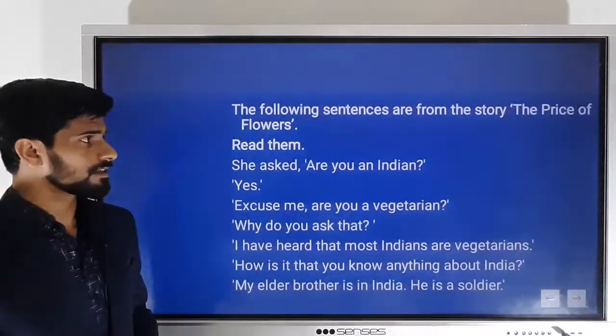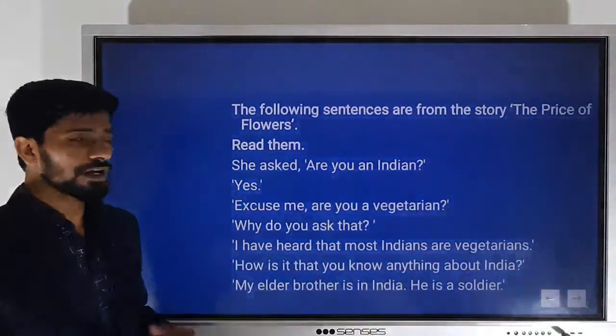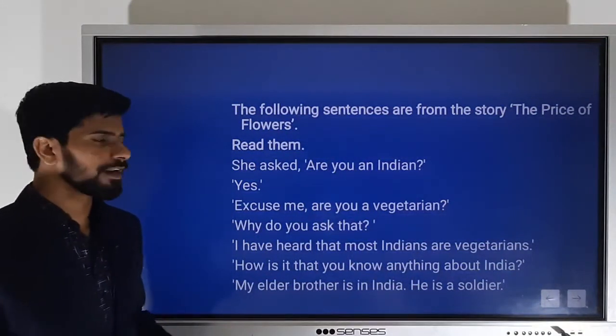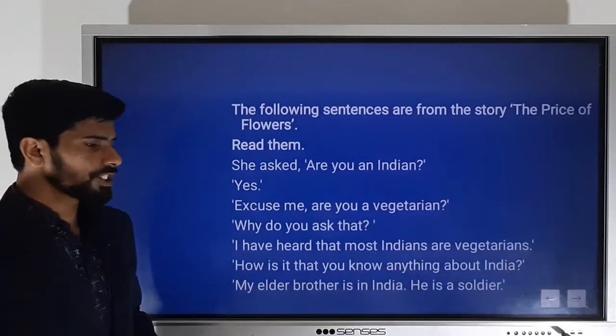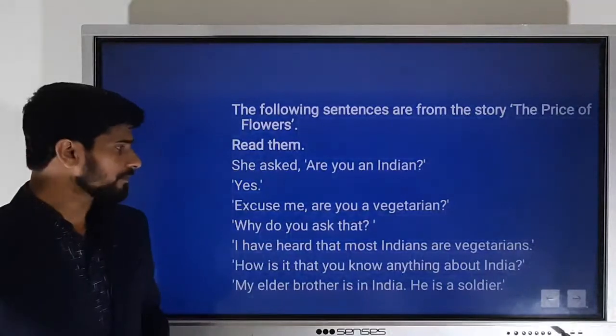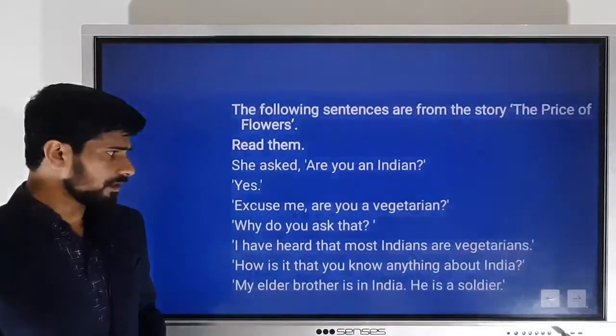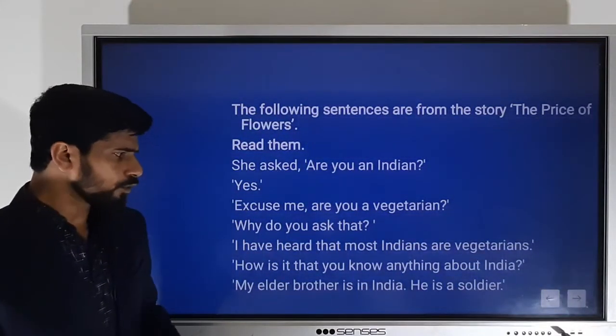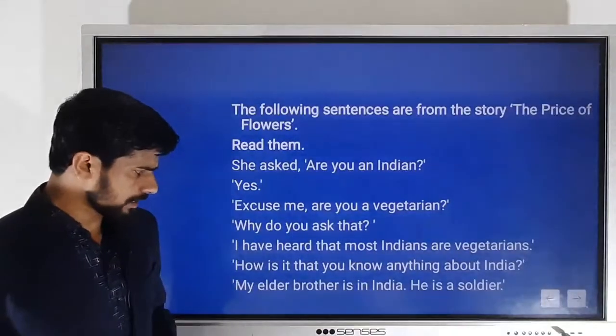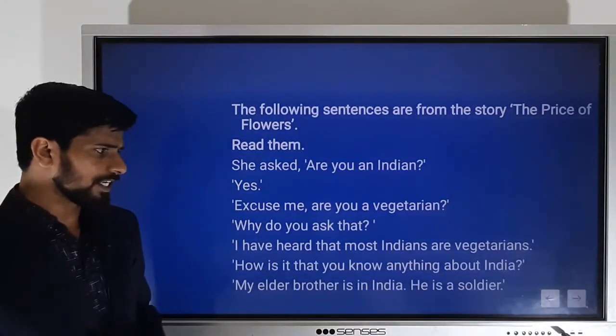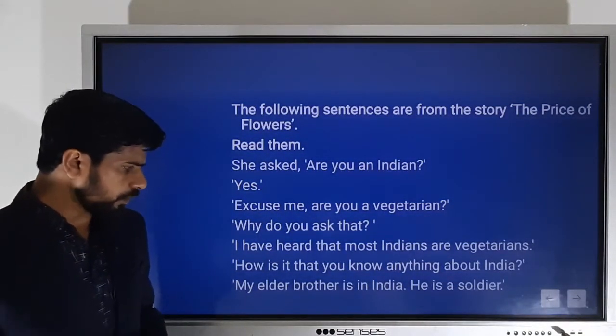The following sentences are from the story The Price of Flowers. You all are very well aware of this story. Read them. She asked, are you an Indian? Yes. Excuse me, are you a vegetarian? Why do you ask that? I have heard that most Indians are vegetarians.